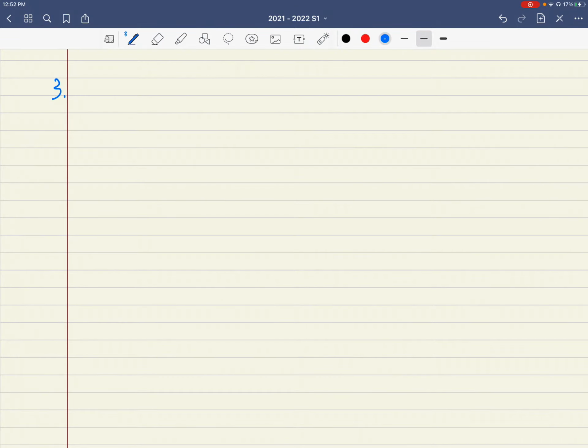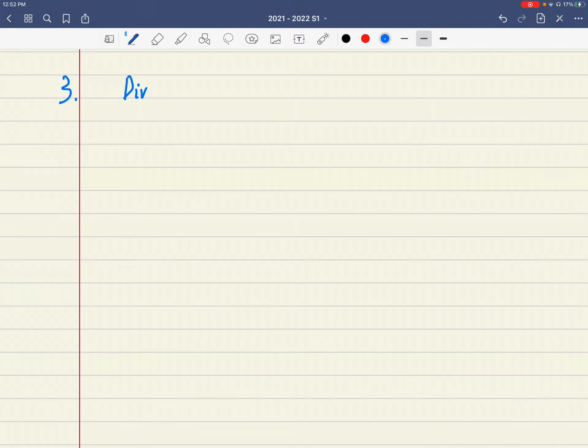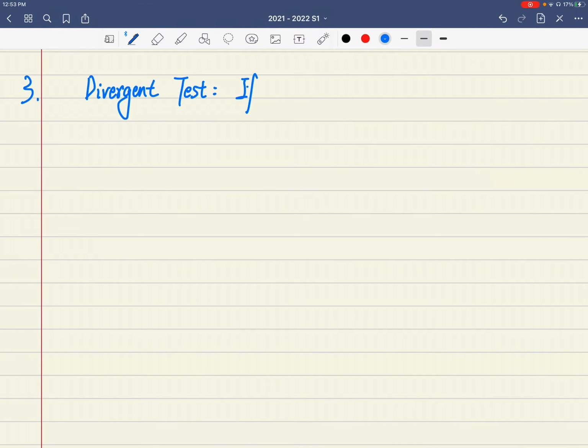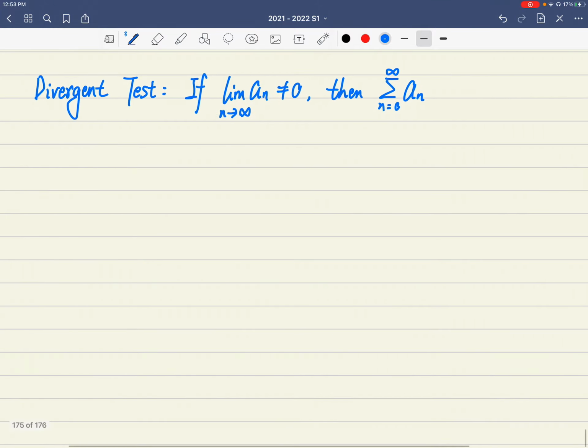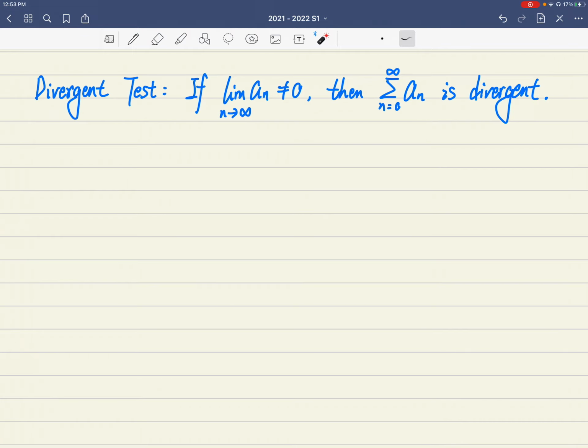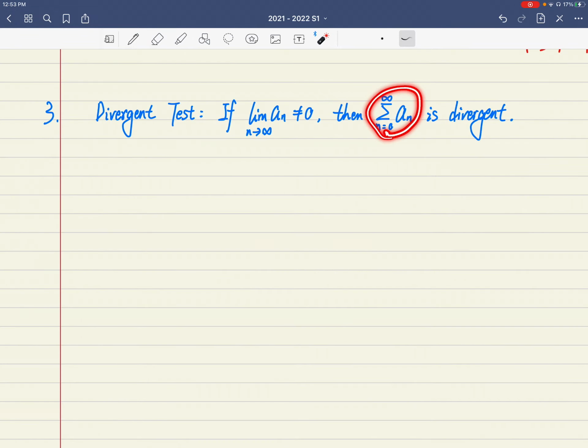Right. So before that, we're going to talk about the divergence test. Okay, what is the divergence test? If the sequence limit is not 0, then the series must be divergent. This is very useful when we want to know whether a series is divergent or convergent.